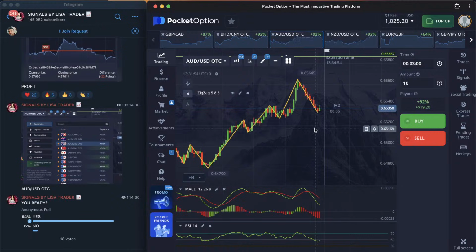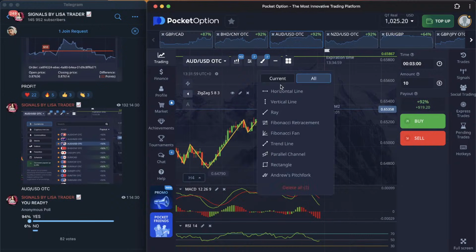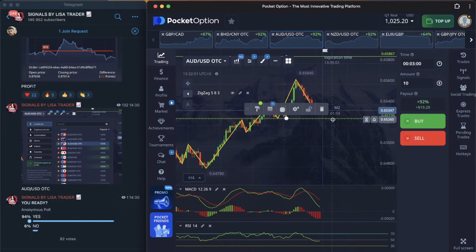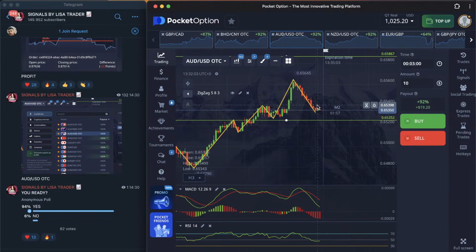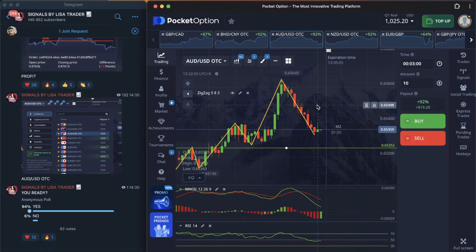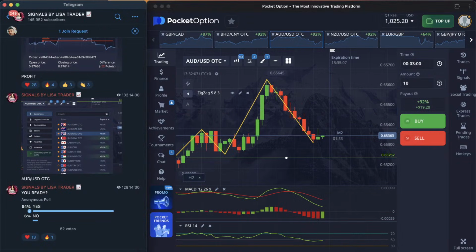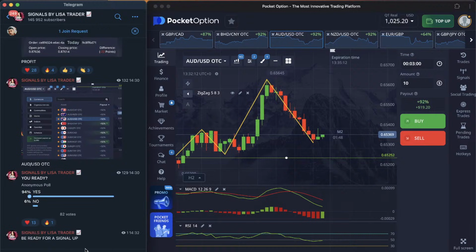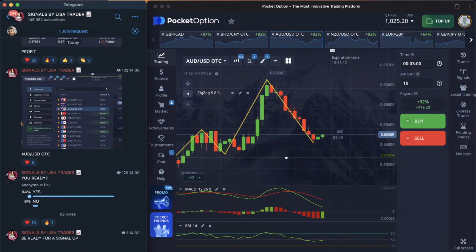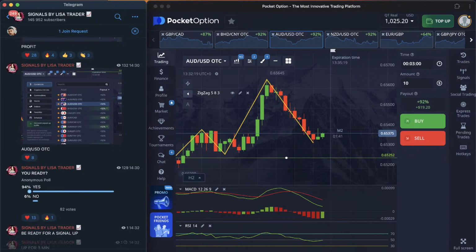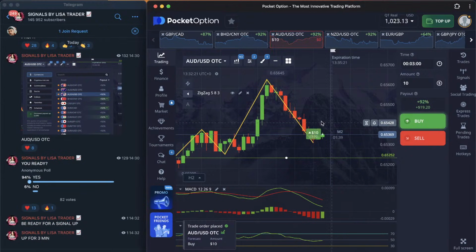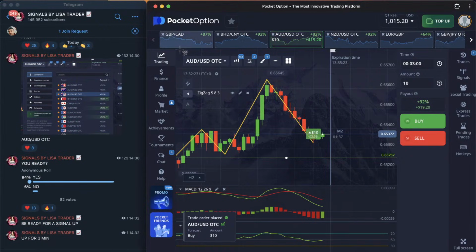So here, as you can see, it looks like the start of the reversal because it almost achieved the previous support level here. But we're gonna wait for more confirmation because yeah, there's a green candle appeared on the chart, but yeah, you can see it. Be ready for a signal up for 3 minutes. Okay, we open a trade here.